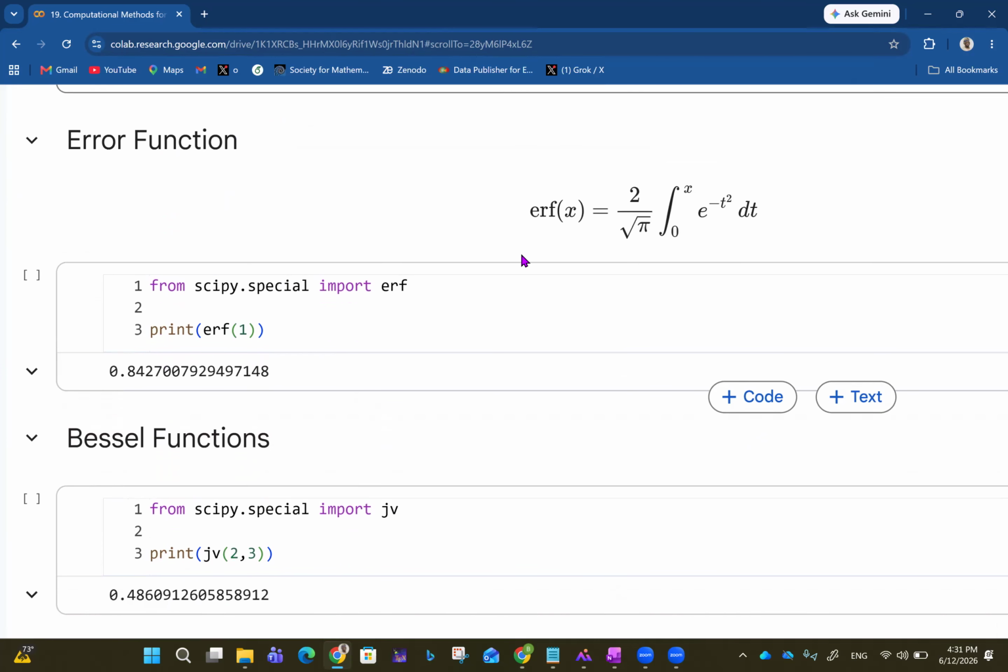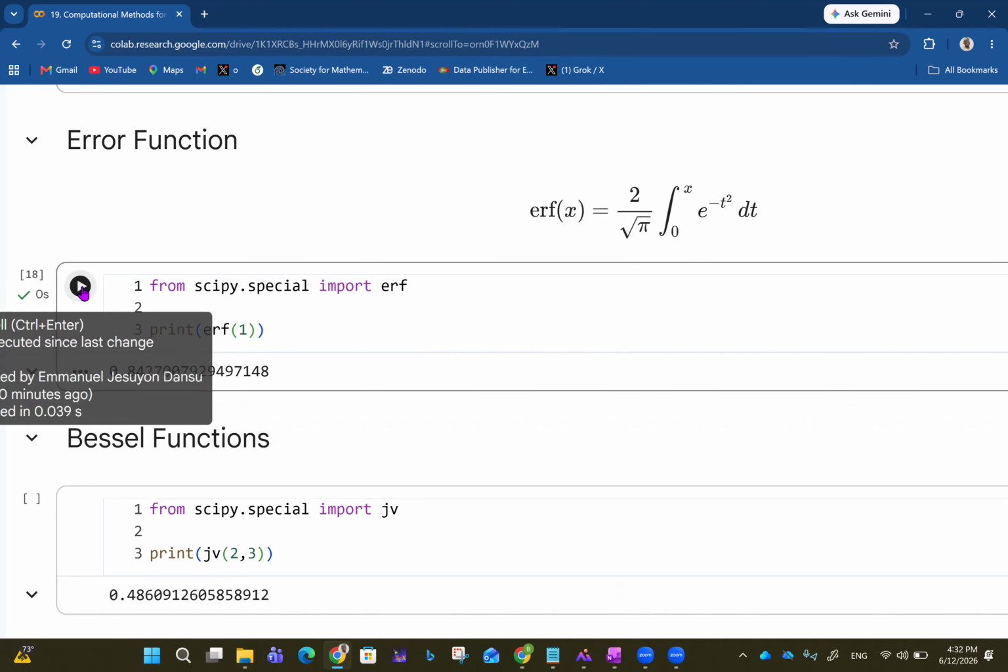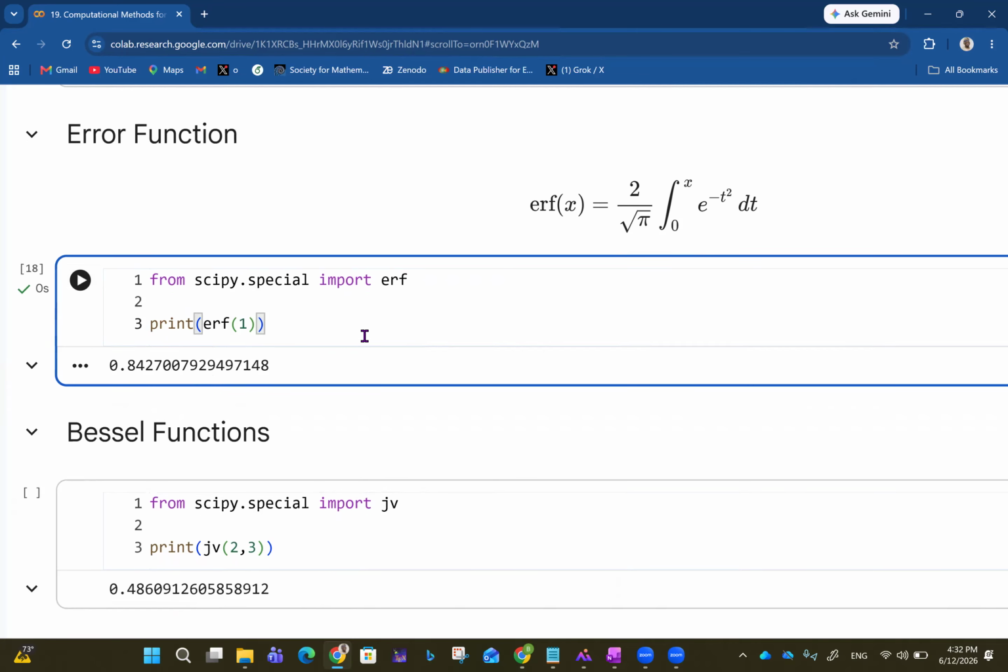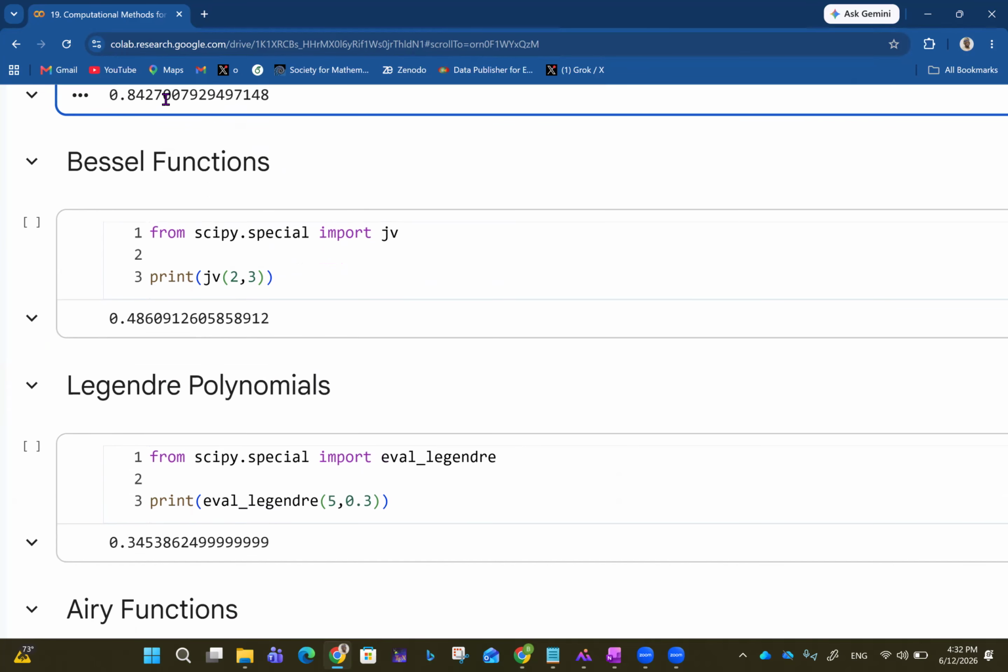Then for the error function, you have erf of x equals 2 over square root of pi, integral from 0 to x of e raised to minus t squared dt. So from scipy.special, import erf. You print erf at 1, and you get 0.8427007929497148, like that. Then you have Bessel functions.